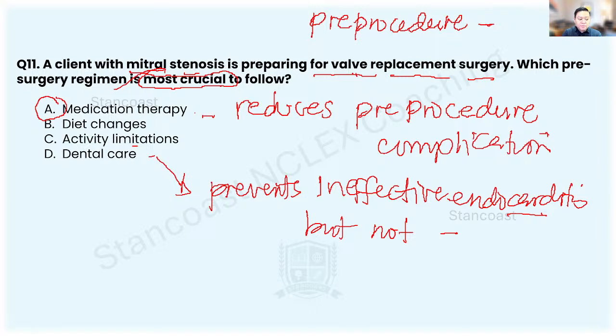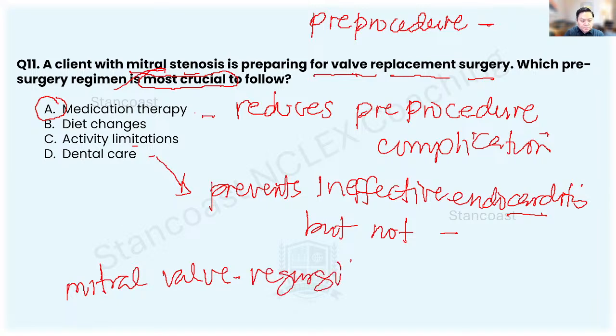Okay. So in which way is dental care necessary? We mentioned earlier that dental care is supposed to be done when the patient has that mitral valve regurgitation, and if they have any history of blood clots, infective endocarditis.